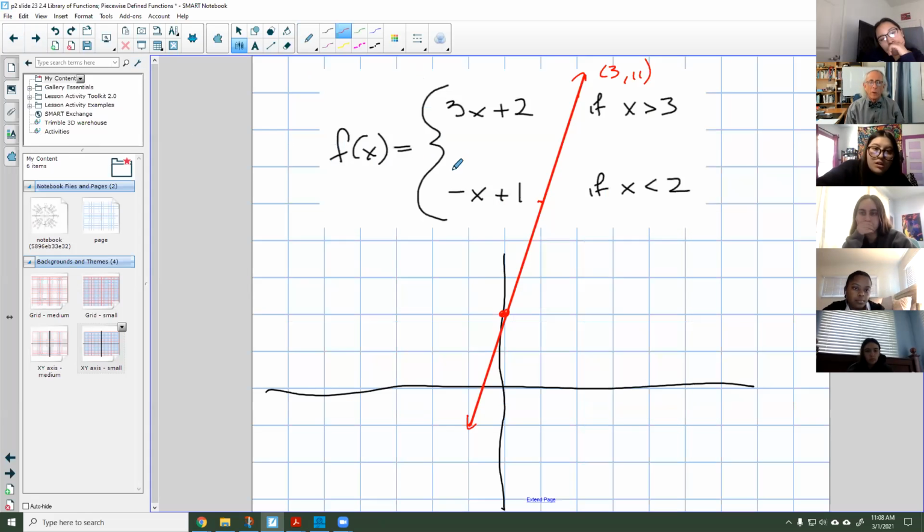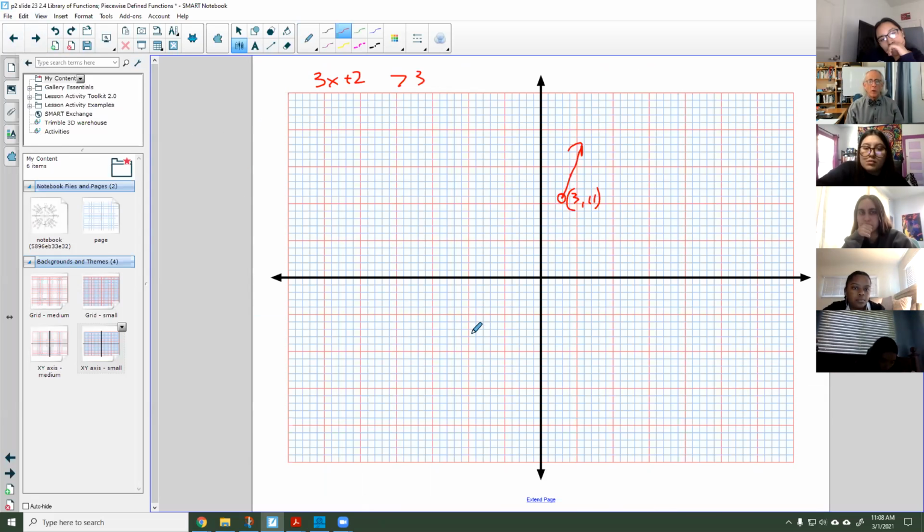The second piece was negative x plus 1 if x is less than 2. Negative x plus 1. So I have a y-intercept of positive 1. And then negative x. I totally messed this one up. Because that would look like this, wouldn't it? Did we get that? Yeah, okay, so what's my mistake here?